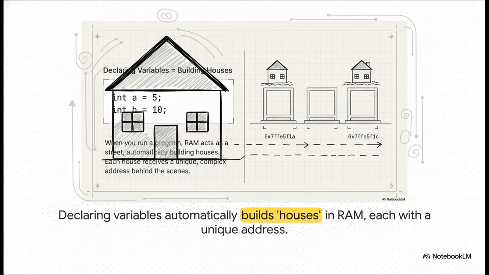And what does it do? It immediately carves out a spot for this house in RAM and slaps a unique street address on it, just like the one you see here. And the crazy part? This all happens instantly, totally behind the scenes.